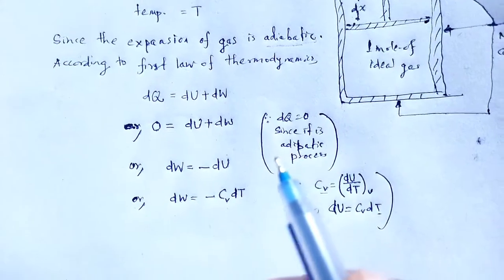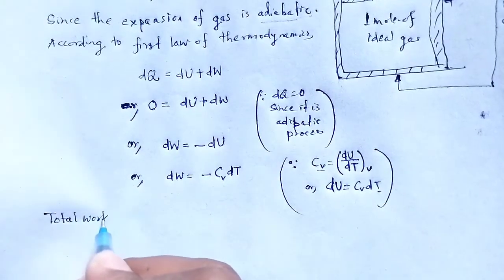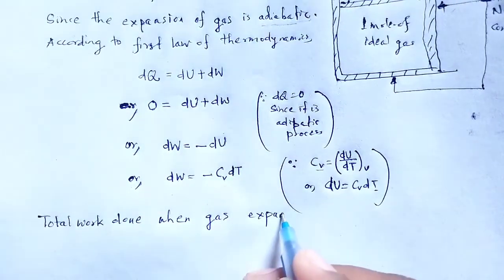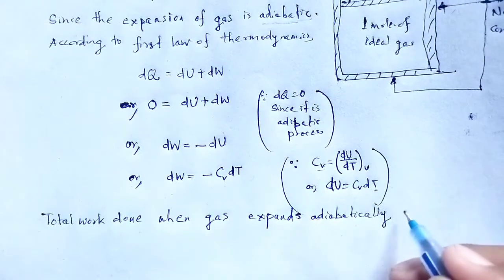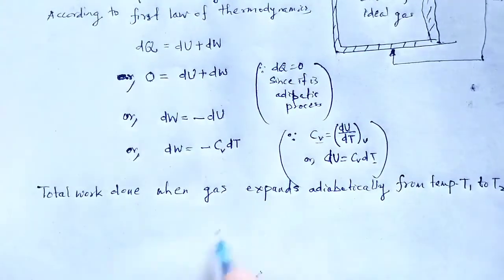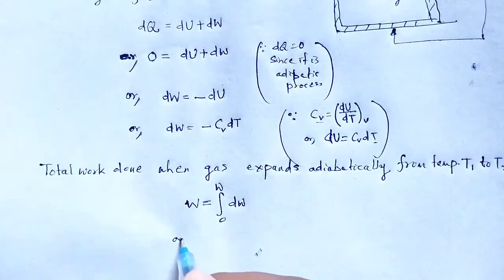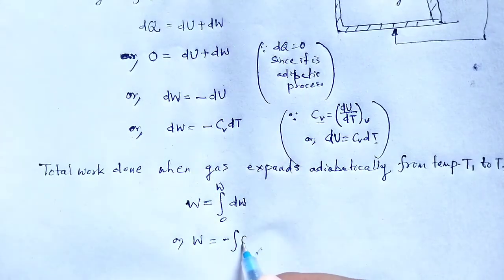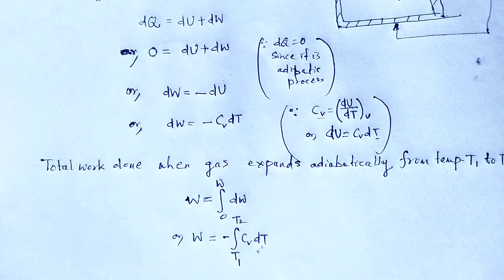What should be the total work done? In the total work done, when gas expands adiabatically from temperature T1 to T2, total work done W is the integration of dW from 0 to W, or W is equal to the integration of minus Cv dT from T1 to T2, the temperature changing from T1 to T2, T1 being the initial temperature and T2 the final temperature.